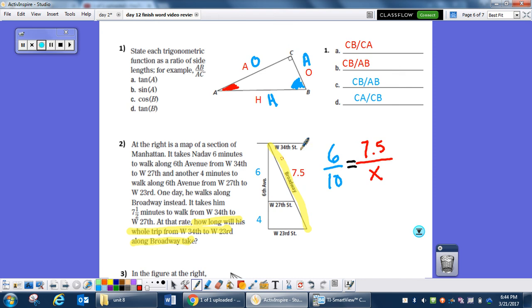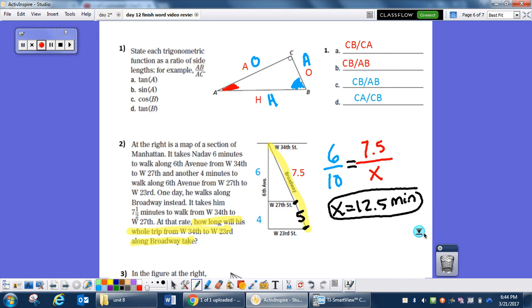So if you cross multiply there, I believe you get x equals 12.5. And that would be nice if we labeled minutes. So his whole trip would take him 12.5 minutes. If you did it a different way, you would see that this part right here is 5, and you would have to do 7.5 plus 5, which gets you to 12.5.